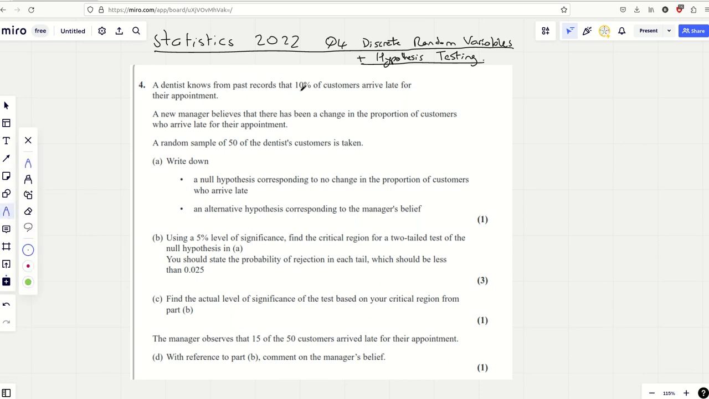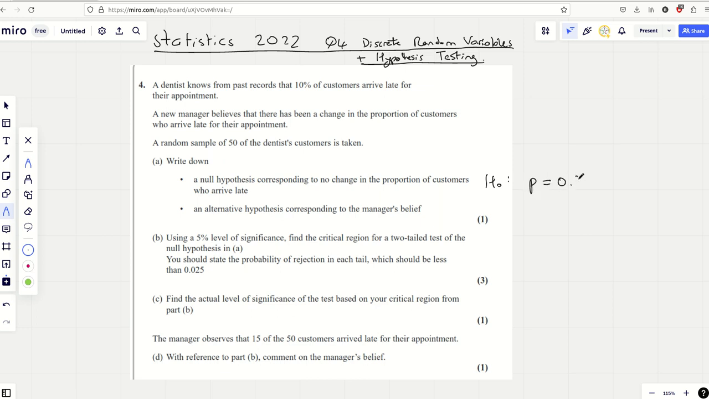We've got a dentist, past records, 10% of customers arrive late for their appointment. A new manager believes there's been a change in the proportion of customers who arrive late. A random sample of 50 of the dentist's customers is taken. Okay, write down a null hypothesis corresponding to no change in the proportion of customers who arrive late. In other words, it's still 10%.